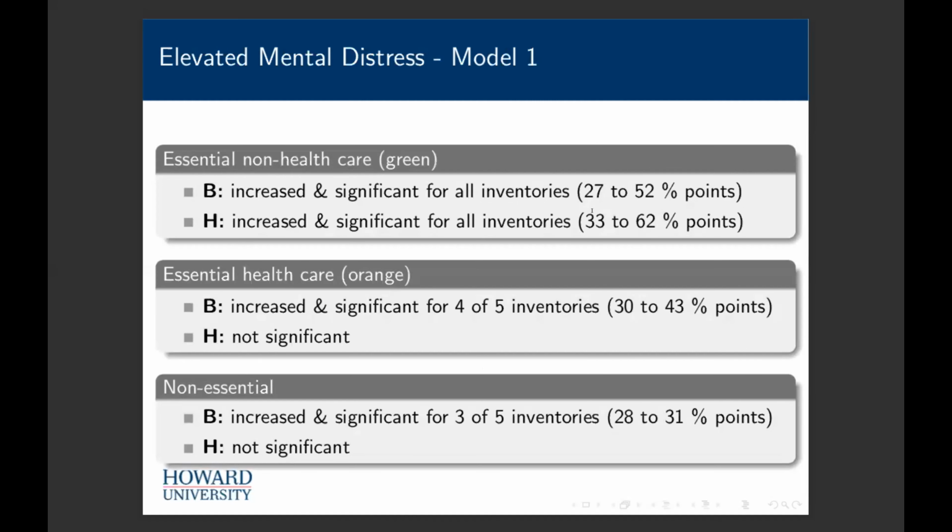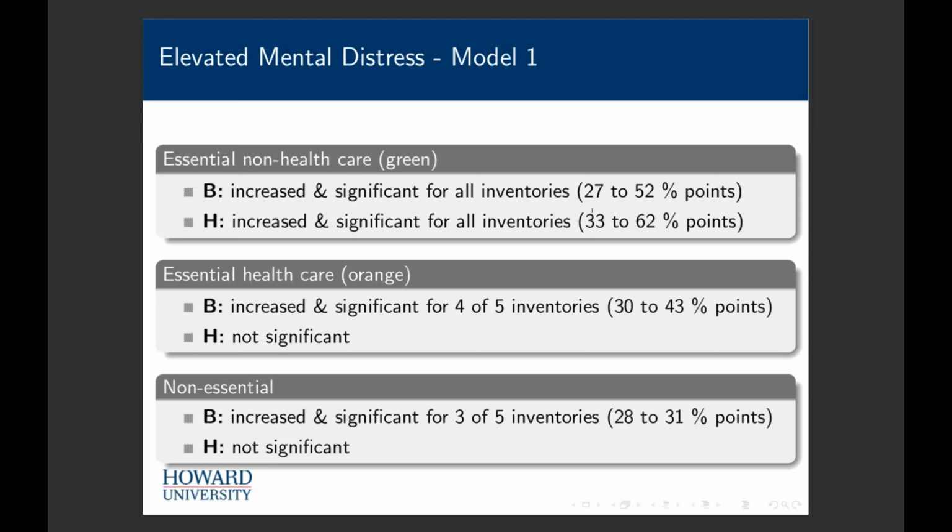So let me say what our results find. For these essential non-healthcare workers, for individuals that were Black, we find statistically significant elevated levels of mental health distress across all 5 inventories, ranging from 27 to 52 percentage points. For those that were Hispanic, we find statistically significant elevated levels of mental distress across inventories ranging from 33 to 62 percentage points.